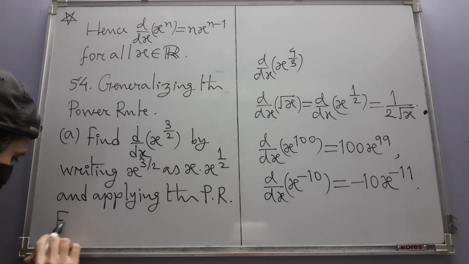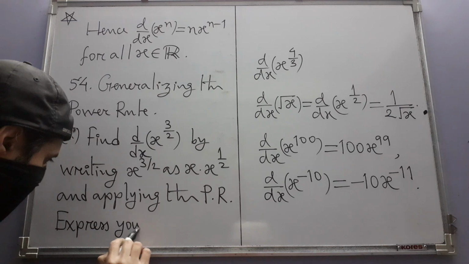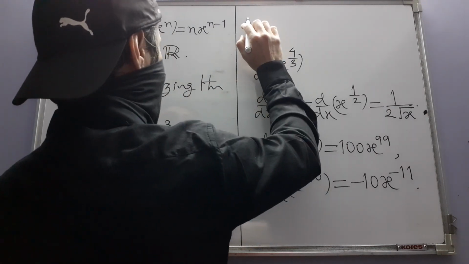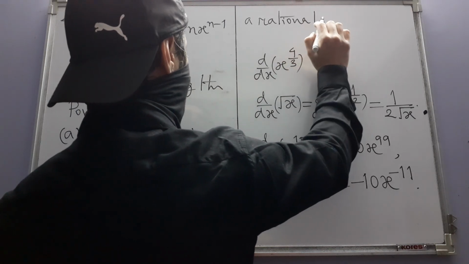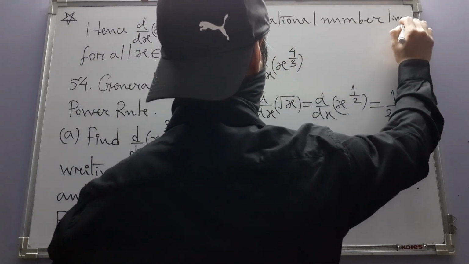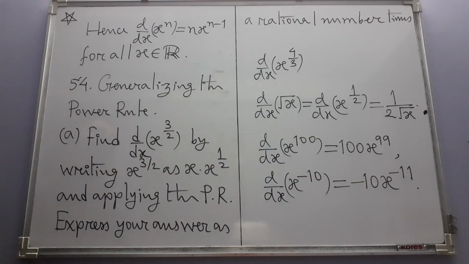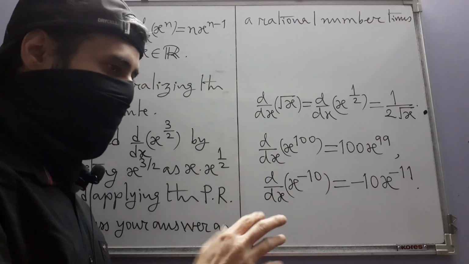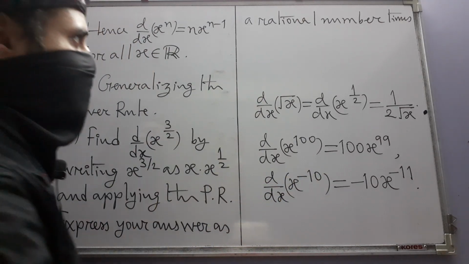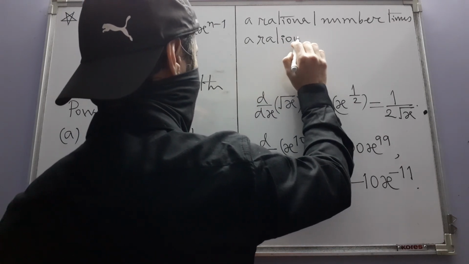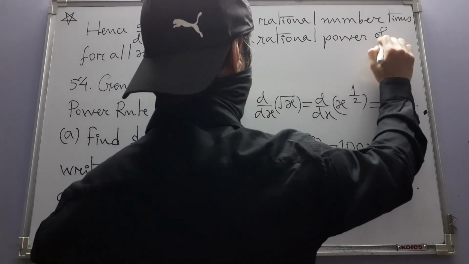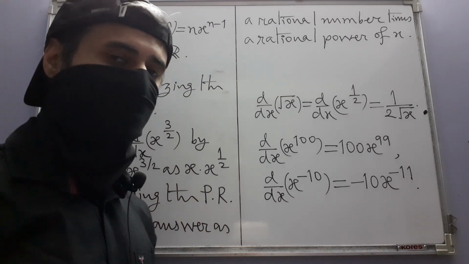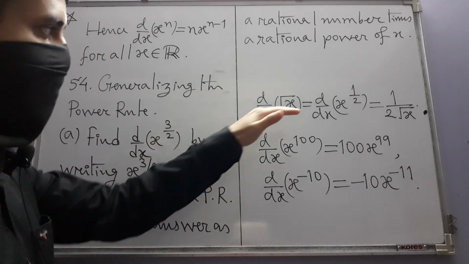Express your answer as a rational number times a rational power of x. When we say rational power, you have to understand that the power itself, the entire number, is not rational. Rational power means the exponent is a rational number. Okay, and then there is one more line: work parts B and C by a similar method, because this is part A.